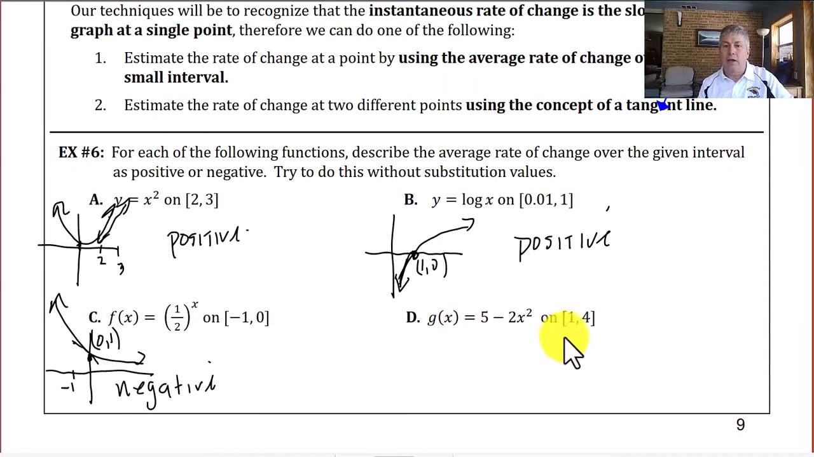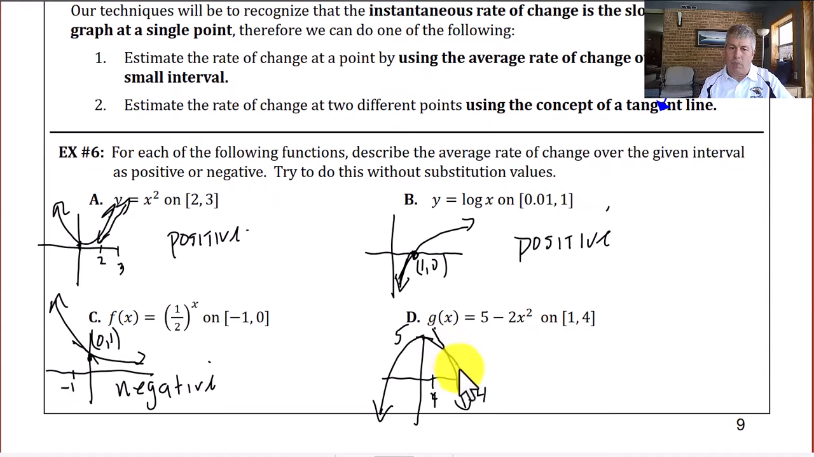And in D, we have another parabola. We have a quadratic function here, -2x squared. So that parabola is going to open down. That guy's been shifted up 5 units. And so that parabola is going to look something like that. And we want to know what's happening between, say, 1 and 4. So that also, that tangent line has a negative slope.